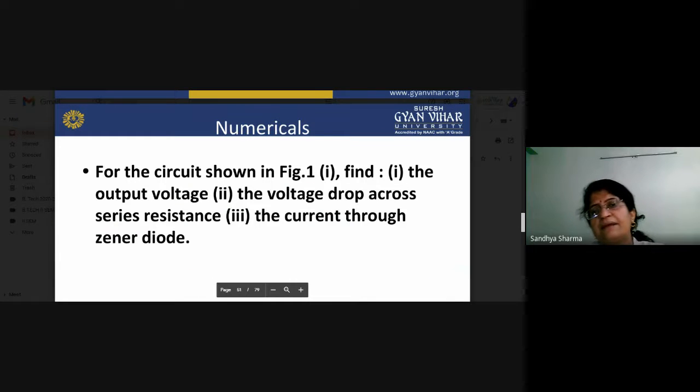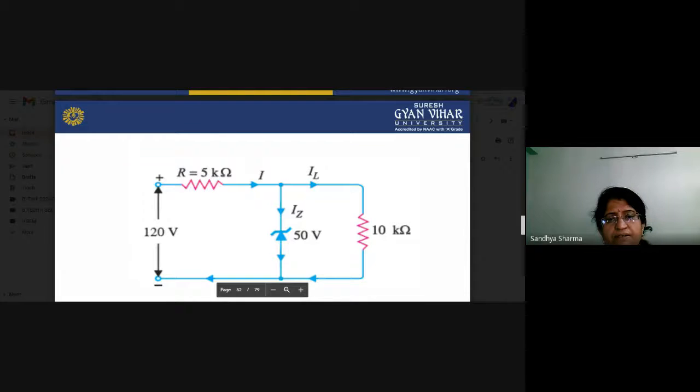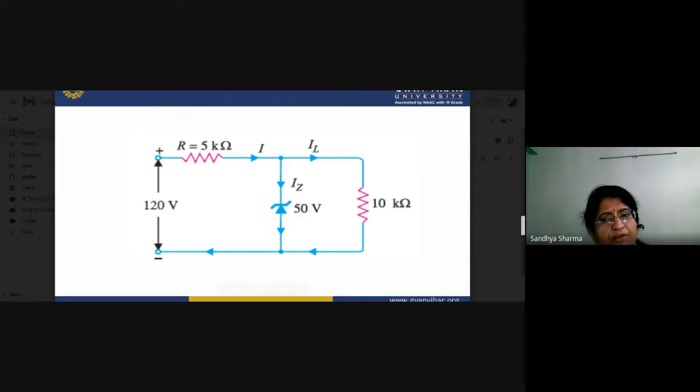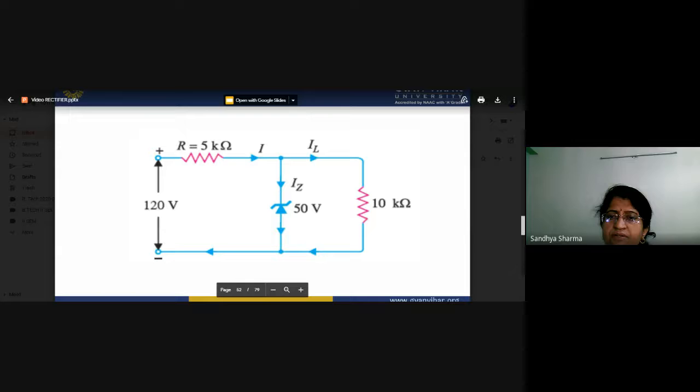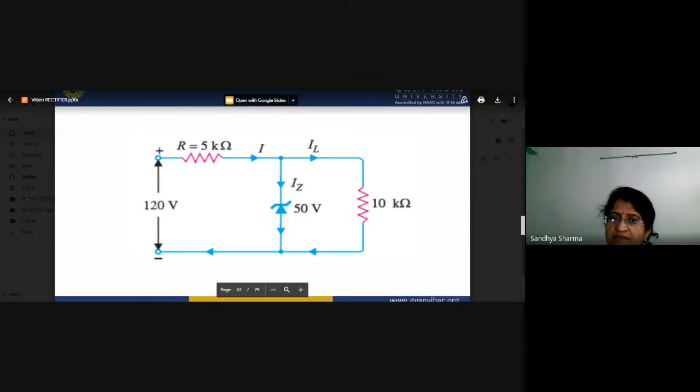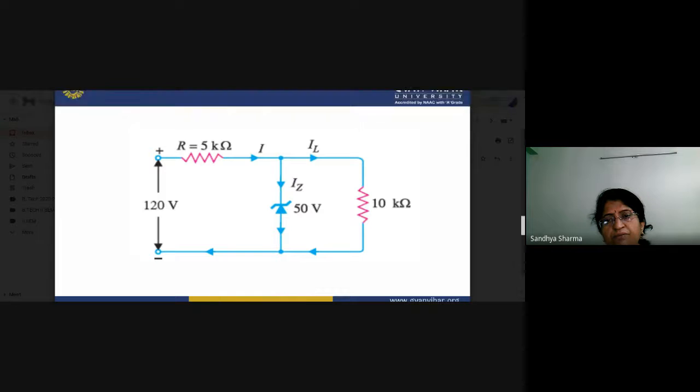Now there is a numerical, so we will also see a very small numerical. So what will happen? You are given this circuit. You have given the input voltage 120 volt. R is equal to 5 kilo ohm. This is the Zener diode. This is the load resistance. This is the total current I, divided into two parts, IZ and IL. So that is 50 volt and this is 10 kilo ohm.